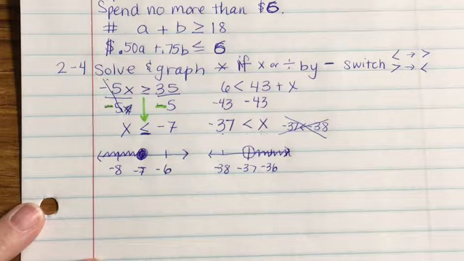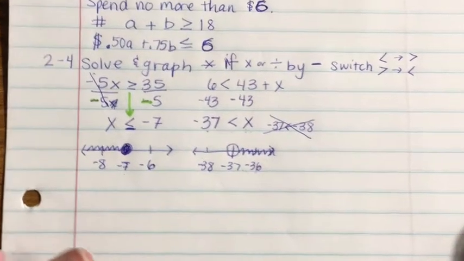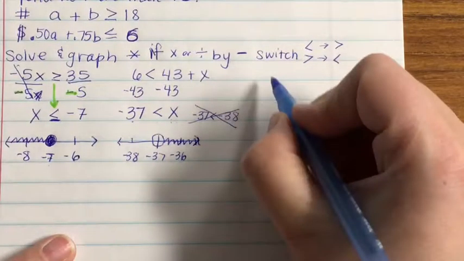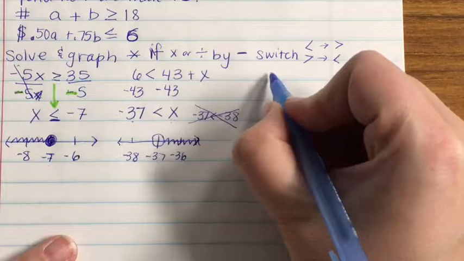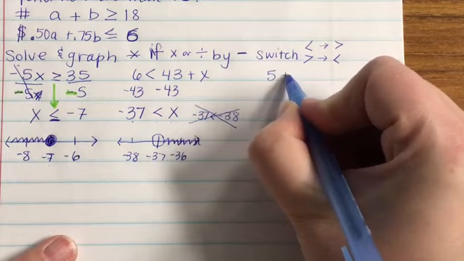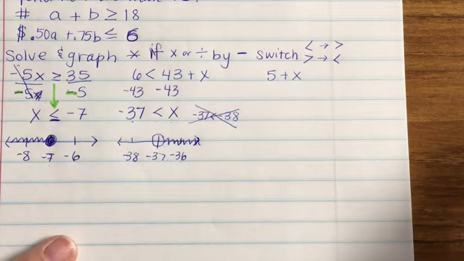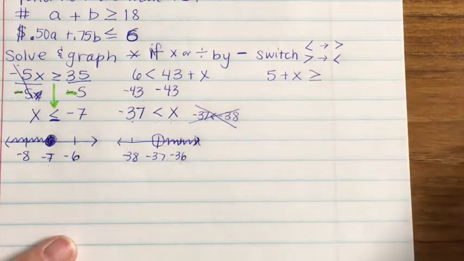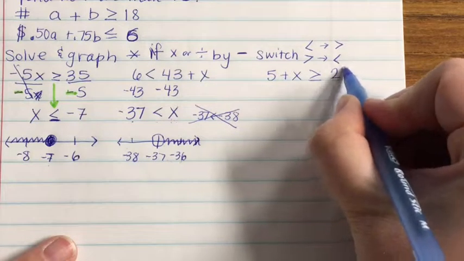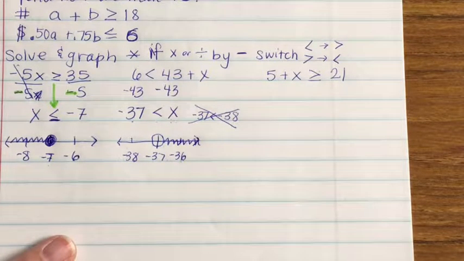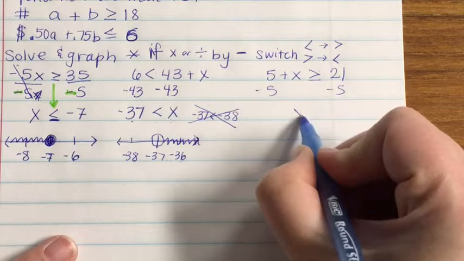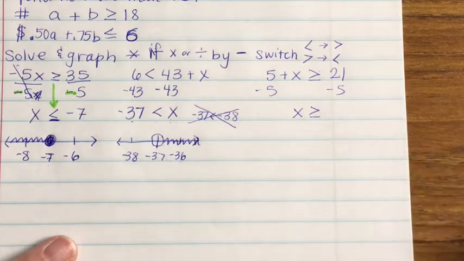Okay, do you want one more? Sure. Okay, let's do, if we had 5 plus x is greater than or equal to 21. So what would I have to do to get the x alone? Subtract 5. So x is greater than or equal to what?